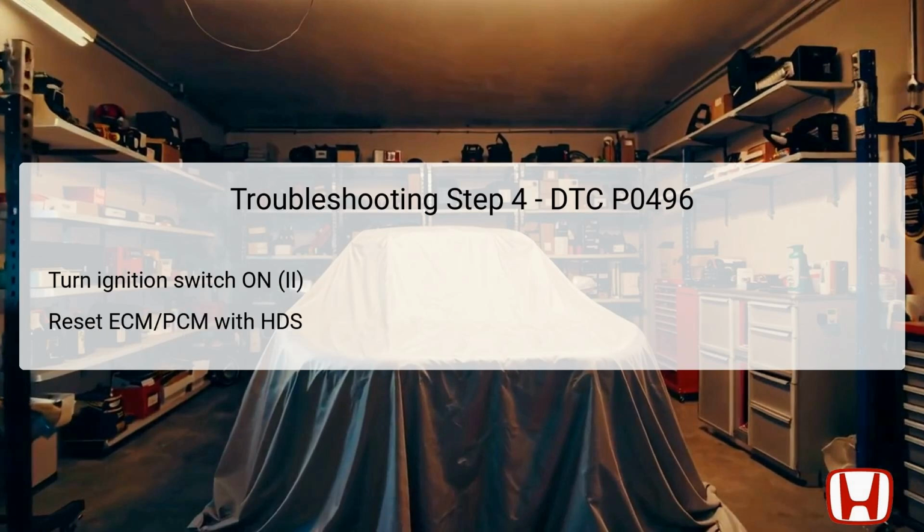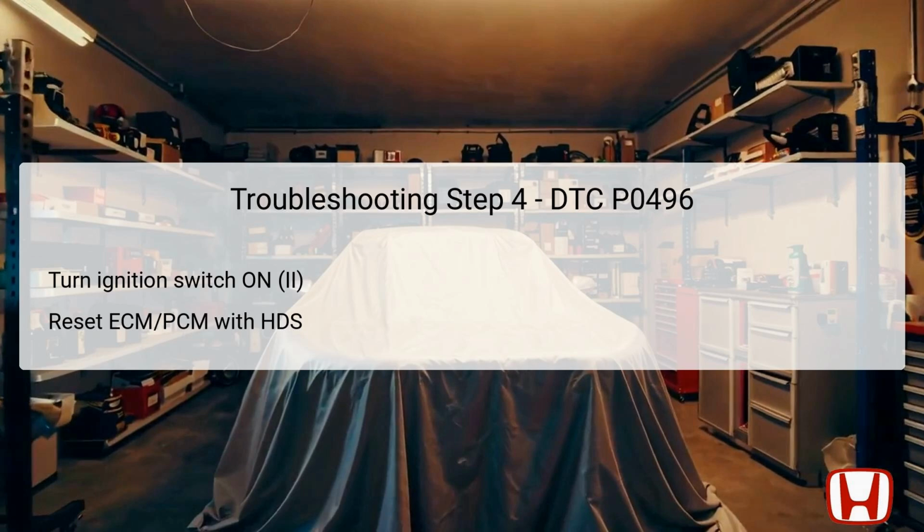After replacing the EVAP canister purge valve, you need to reactivate the vehicle's electronic systems. Turn the ignition switch to the on-I position, which will power the onboard systems. Next, utilize the Honda Diagnostic System, HDS, to reset the engine control module, ECM, or powertrain control module, PCM. This is a critical step, as it clears any old data or error codes stored in the system and prepares the ECM/PCM for fresh readings and evaluations. The reset allows the module to start anew with the updated component.